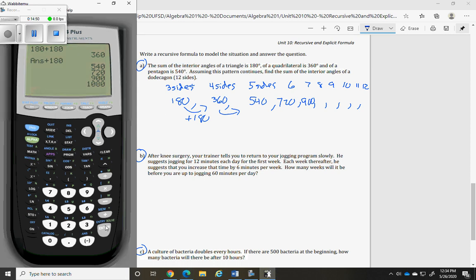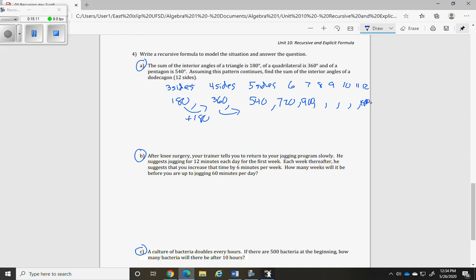And 1080. And 1260. 1440, 1620, and 1800. So that brings me up to the 12th one. So to answer the question, it is 1,800 degrees in a 12-sided figure.